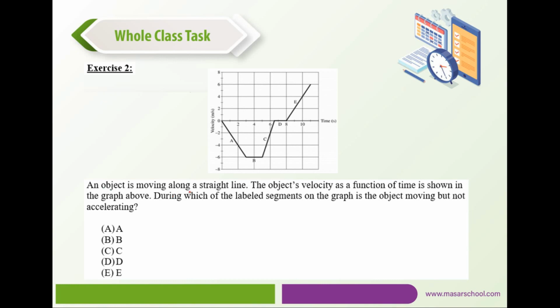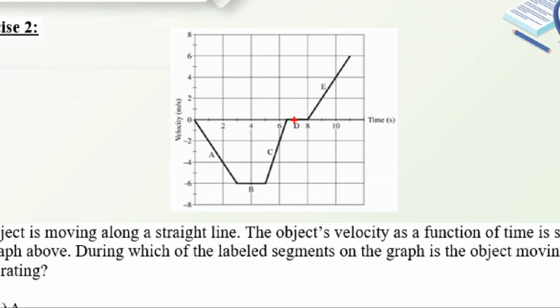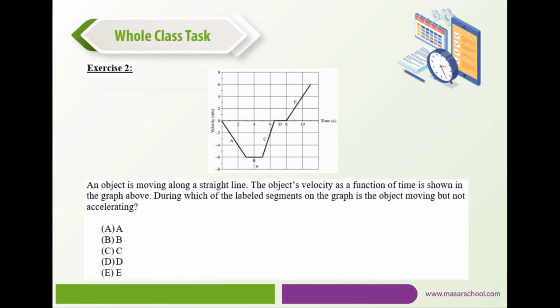Okay, now exercise 2. An object is moving along a straight line. The object's velocity as a function of time is shown in the graph. During which of the labeled segments on the graph is the object moving but not accelerating? Remember that if it's not accelerating, the velocity should be represented by a horizontal line. Here we have two horizontal lines, B and D, but at D it's not moving, v is 0. At B it's moving, but with 0 acceleration, constant velocity, and the correct answer would be B.